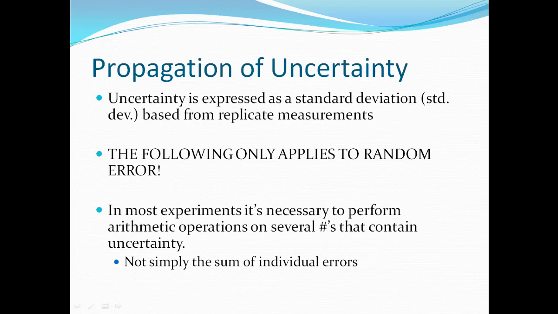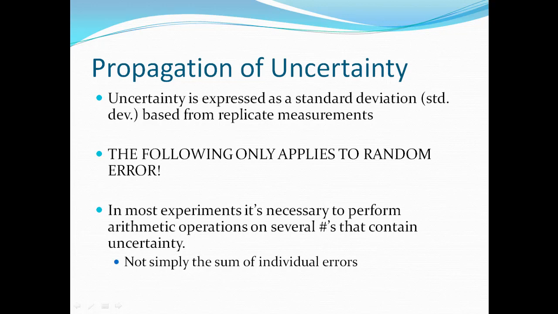Now, we're going to talk about standard deviation and confidence interval in the next chapter. For right now, we're just going to learn how to propagate errors. The following discussion in the rest of the slides only applies to random error. We're assuming that you have identified systematic error and it's been detected and corrected.